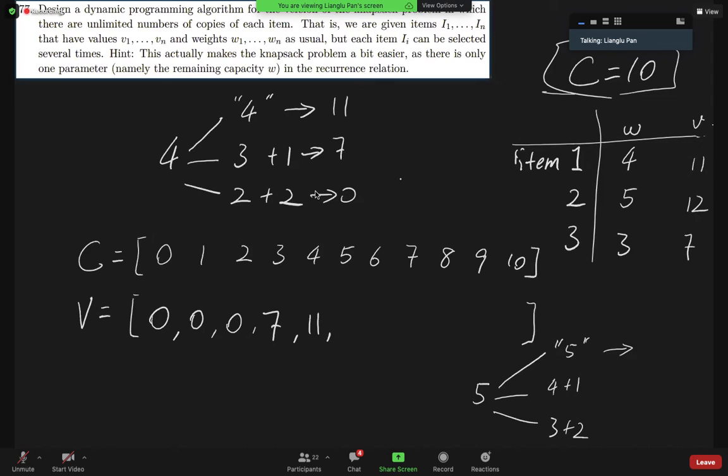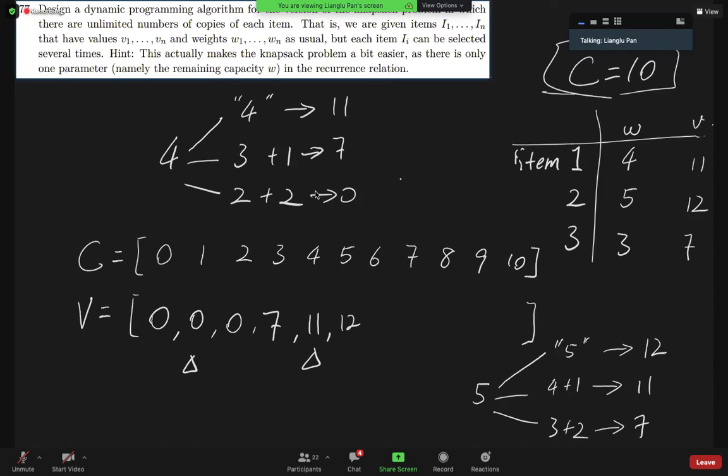If we are just loading a single item with weight equals to 5, the value we get is 12. If we split the space into two bags having capacity equals to 4 and 1, then the best we can do at capacity 4 and the best we can do at capacity 1 give us 11. And the last one gives us 7, that's 7 plus 0. So this means that if we have capacity equals to 5, the best we can do is 12.